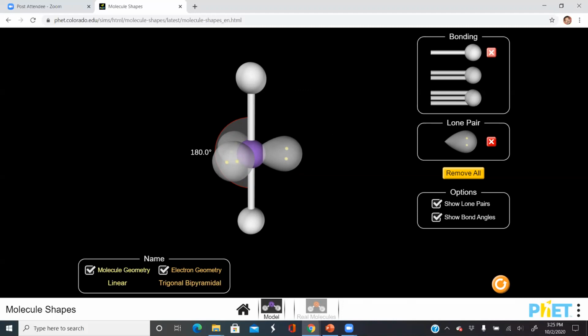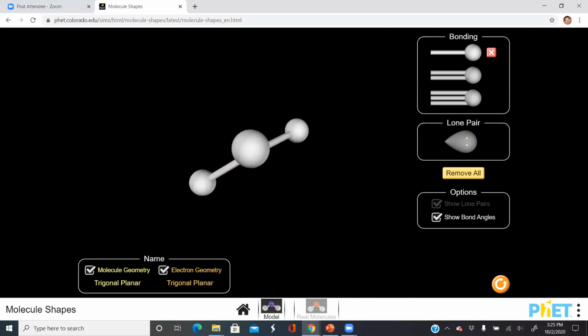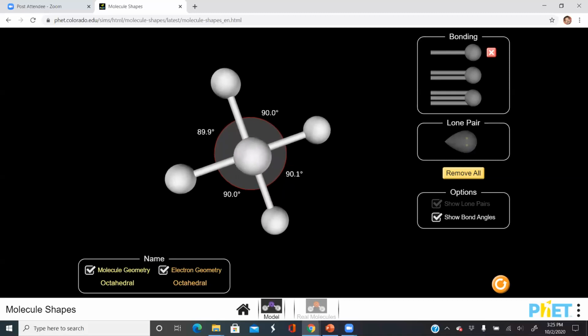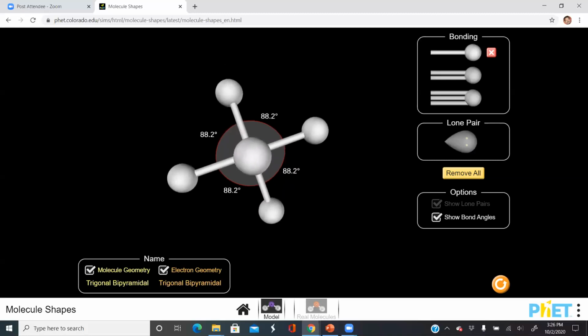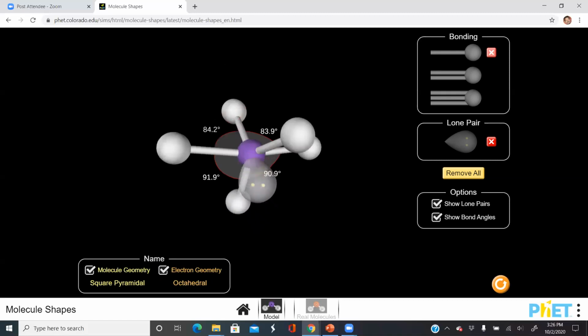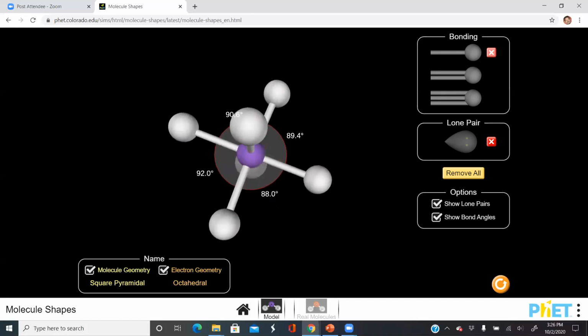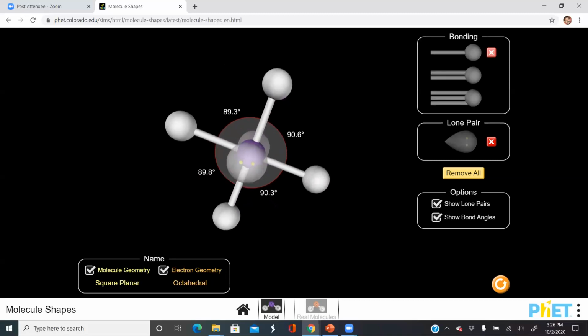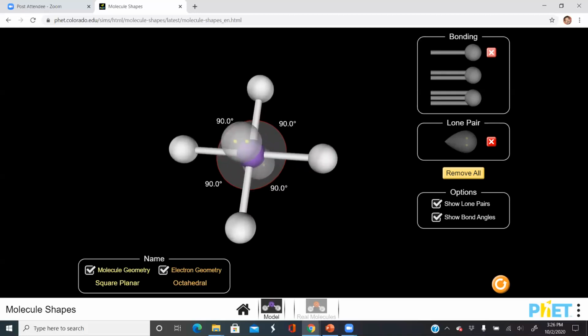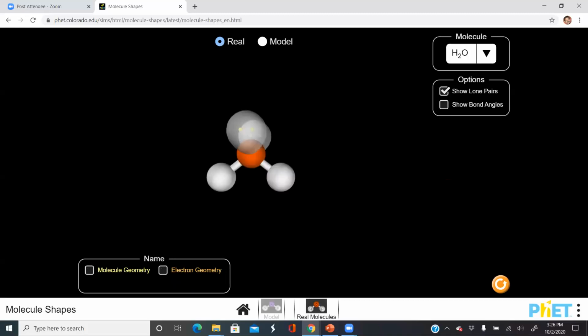So if I remove all, I go ahead and add 6. We go back to what we had before with the octahedral, right? But now let's remove one of these and add a lone pair. And we see now that that lone pair is on the bottom. And we have a square pyramidal or square pyramid, because here's my base and here's my peak. If I remove another bond and add another lone pair, we see that they're opposite of each other, and that is my 90-degree angle.